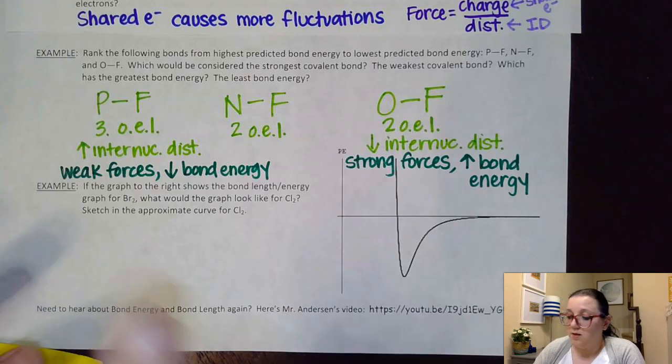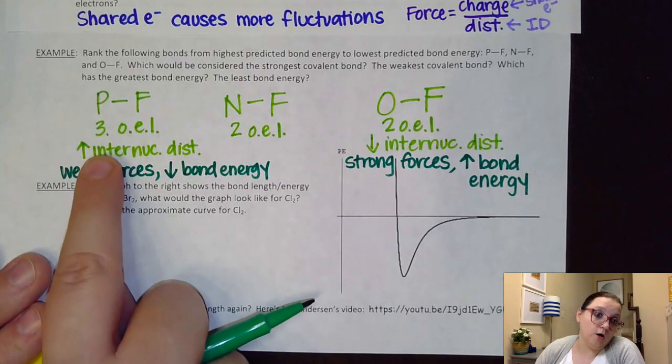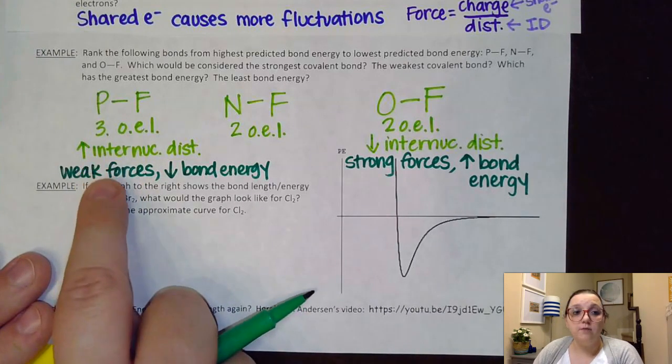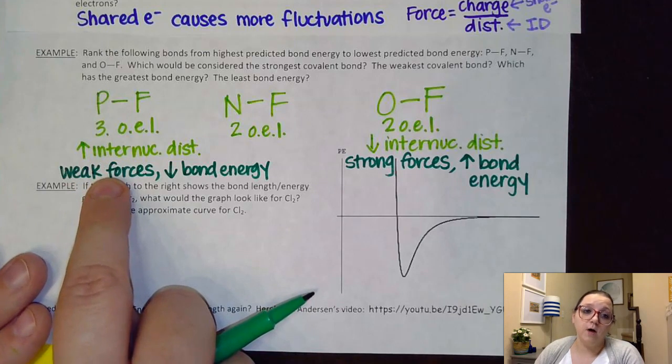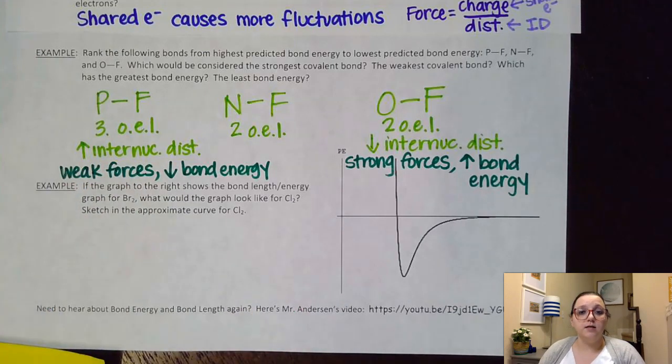Weakest covalent bond, on the other hand, will be this guy here. If it had the largest internuclear distance, it would have the weakest forces, and so therefore be the weakest bond. And we've already addressed the bond energy as far as the greatest and least. And so hopefully you feel a little more confident with doing something like that.